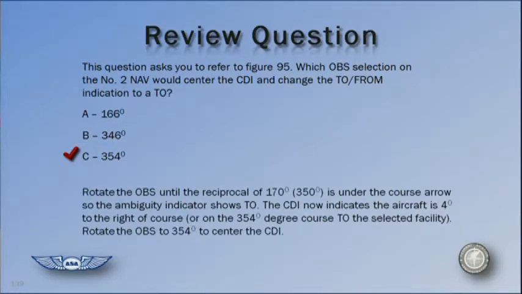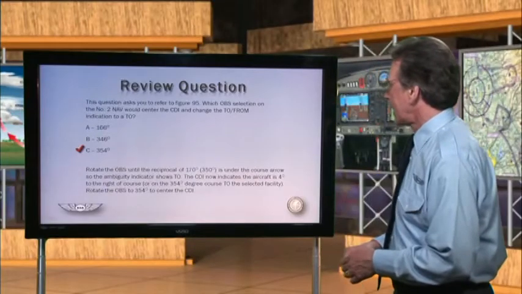Rotate the OBS until the reciprocal of 170 degrees, or 350 degrees, is under the course arrow, so the ambiguity indicator shows 2. The CDI now indicates the aircraft is 4 degrees to the right of course, or on the 354 degree course to the selected facility. Rotate the OBS to 354 degrees to center the CDI. Okay? All right, next question.